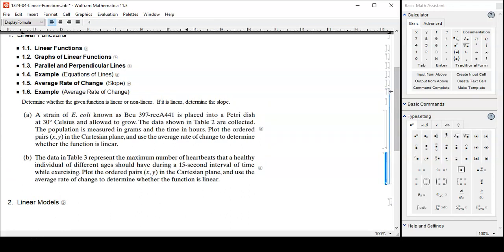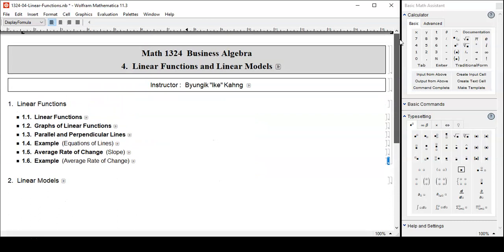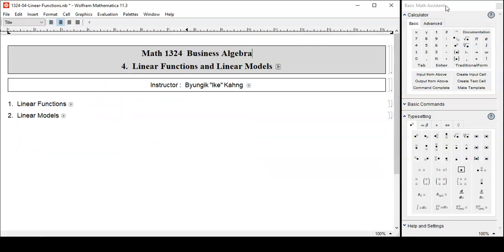Basically, we are tracking down slopes. Average rate of change may sound intimidating, but don't be intimidated. Just slope computation, nothing more.